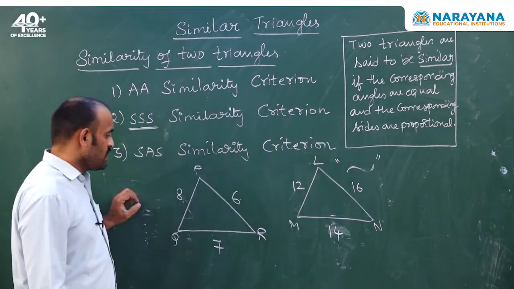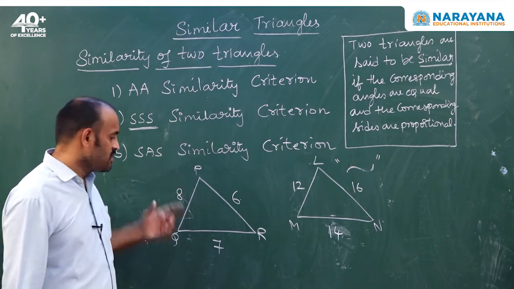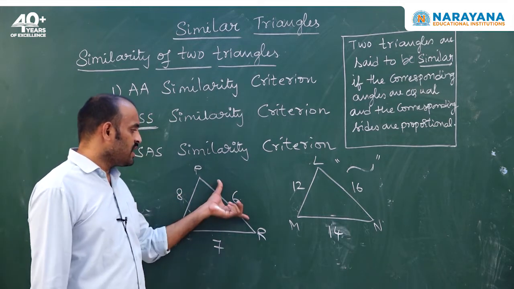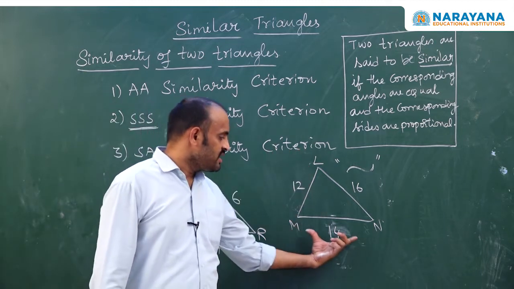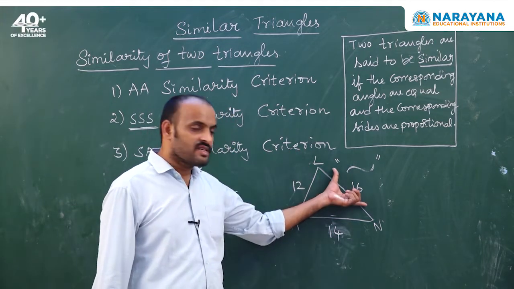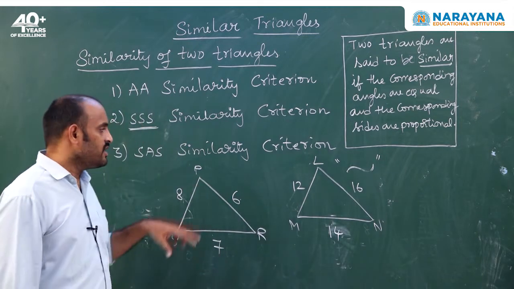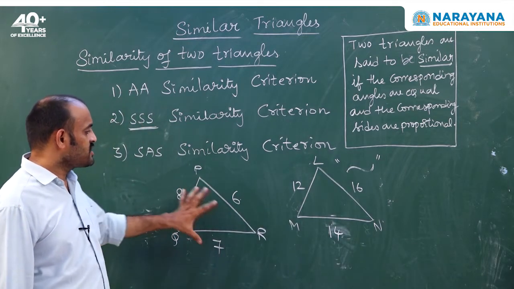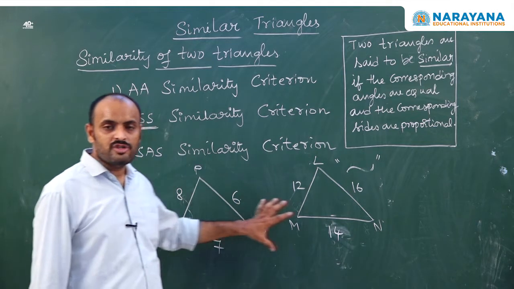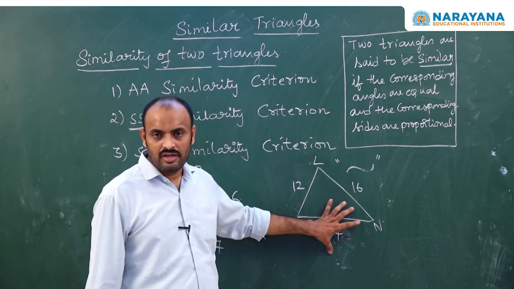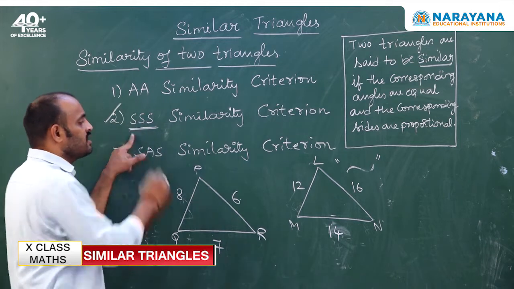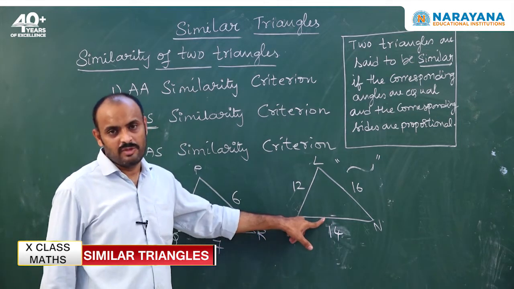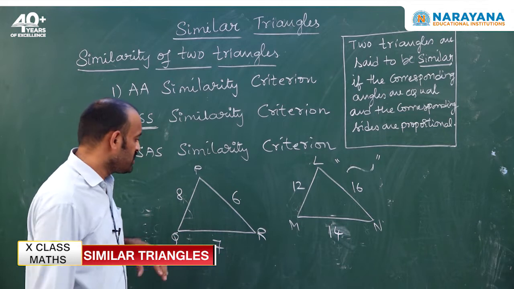See that I have considered PQ as 8 units, QR as 7 units, RP as 6 units, and I have considered LM as 12 units, MN as 14 units, LN as 16 units. Here we need to check the three sides of the first triangle are proportional to the three sides of the second triangle or not. If they are proportional, under the triple S similarity criterion, the triangles are said to be similar. Let us check whether they are similar or not.